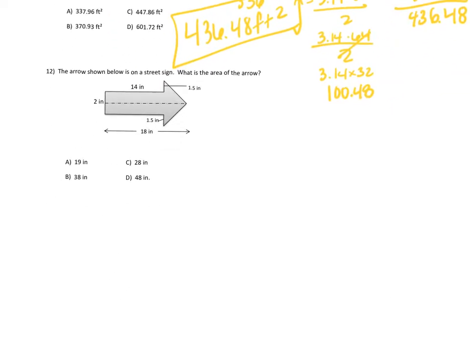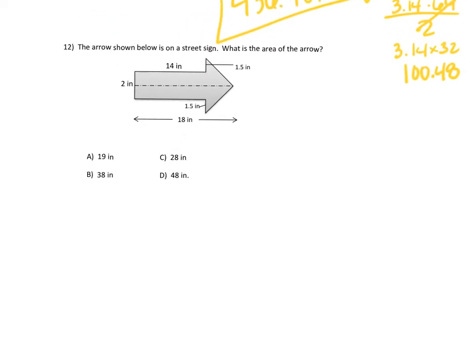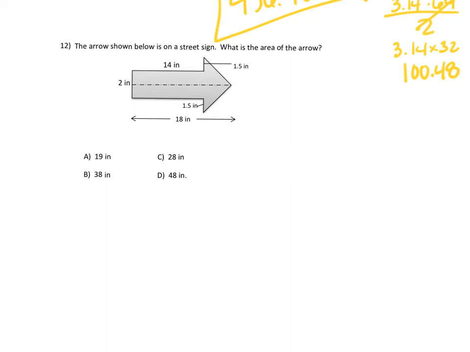Number 12 says the arrow shown below is a street sign. What is the area of the arrow? Well, technically, we have two shapes. We have this little rectangle, and then we have a triangle. So we had a few in here that were stuck. The rectangle is area equals base times height. Well, the base of the rectangle is 2. The height, or you could do vice versa, 14. 2 times 14 is 28. And y'all are okay with that. And then some of y'all couldn't understand that this whole thing is the base of the triangle.